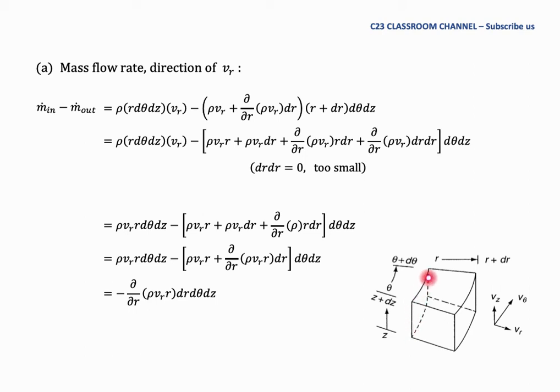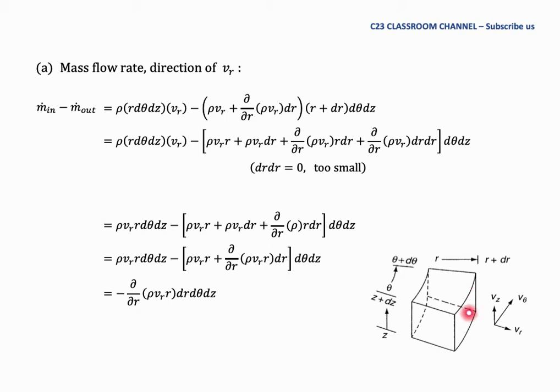So R d theta dz is the area of the inlet, times VR, where VR is the velocity at the inlet in the R direction. Then we subtract the mass flow rate at the outlet. So this is the surface of the outlet.